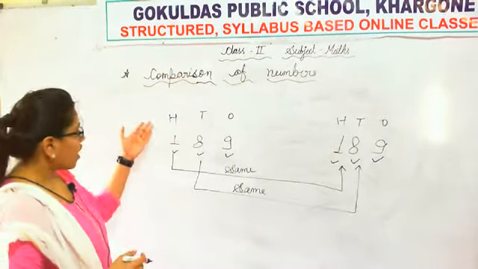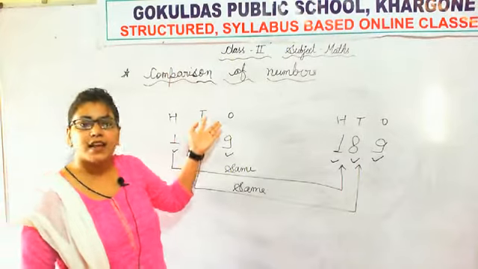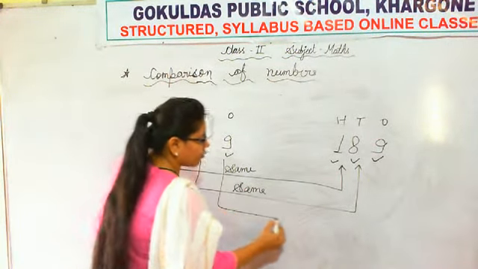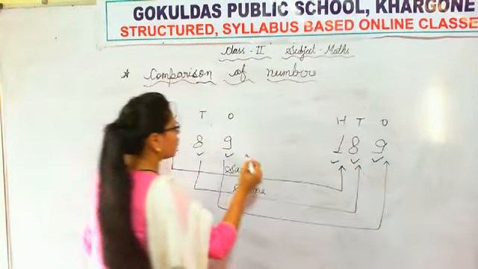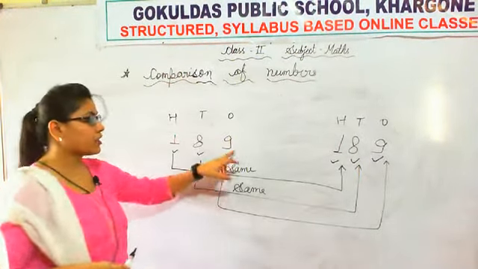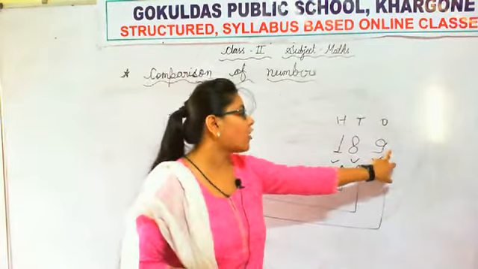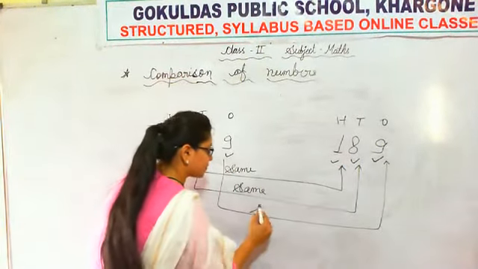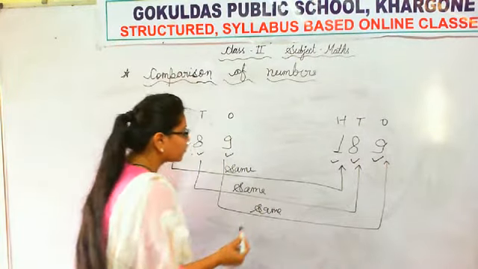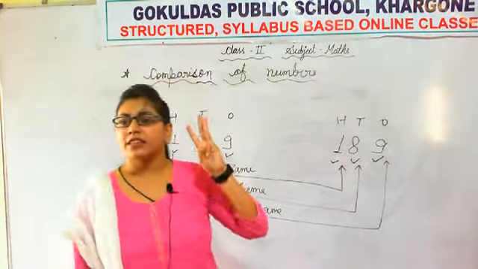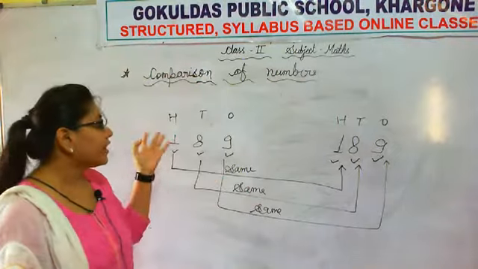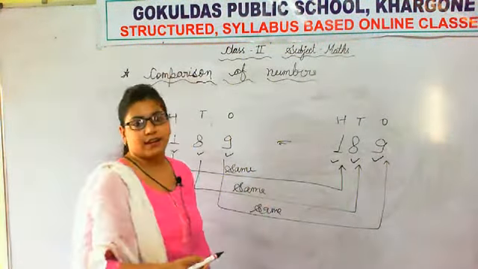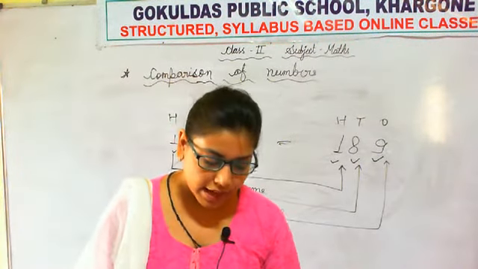Now the hundreds are the same and the tens are the same. So what will we do? We will check the ones, whether they are same or different. So here at the ones position 9 is there and here also 9. 9 and 9, same or different? Same. So both the numbers have 3 digits and all the 3 digits are the same. It means the numbers are equal. Both the numbers are equal.